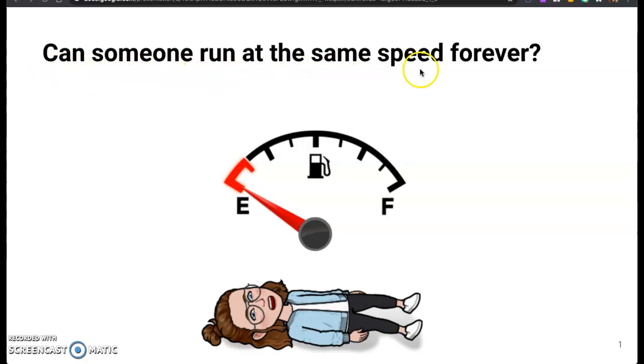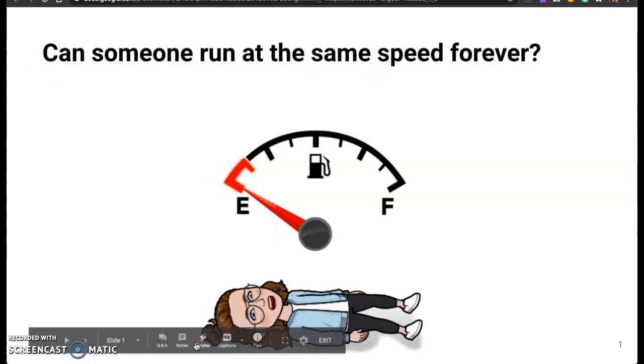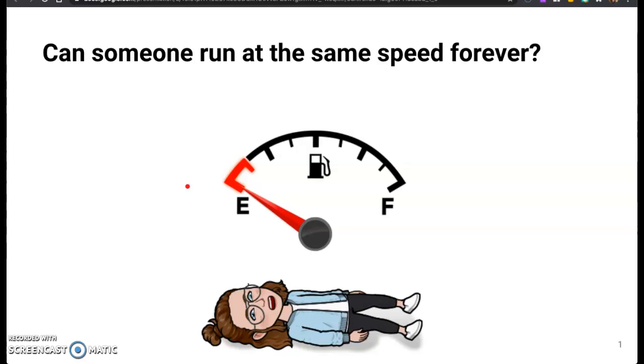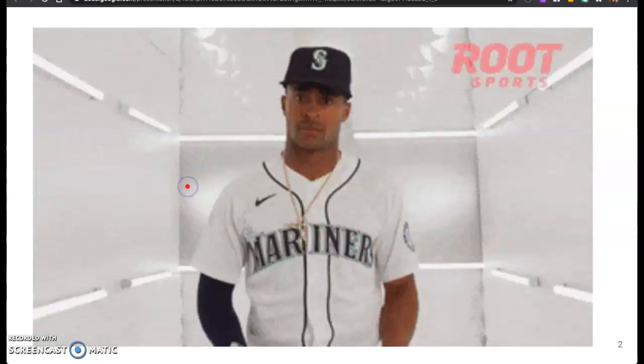Can someone run at the same speed forever? When you start running, are you instantly at your top speed, or do you need to warm up and accelerate? So we're going to be learning how to calculate acceleration.